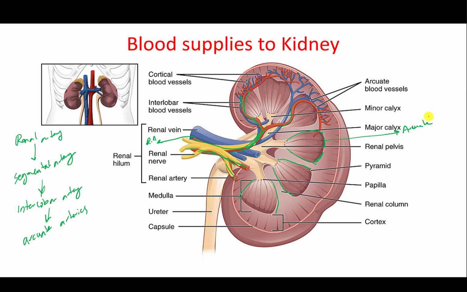From there, they will go even further up. They will extend up into the cortex, and these we call the cortical radiate arteries. And from there, blood is delivered to the nephron, which we will see later. So that is the blood in. And of course, for the renal artery, the blood is coming from the abdominal aorta, right? So this is the abdominal aorta, and we will have the renal artery.